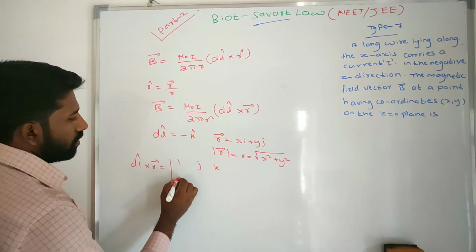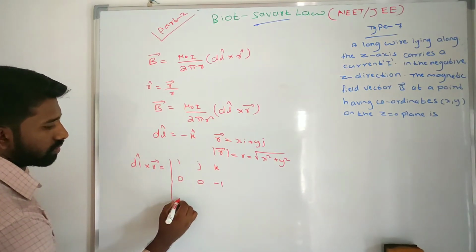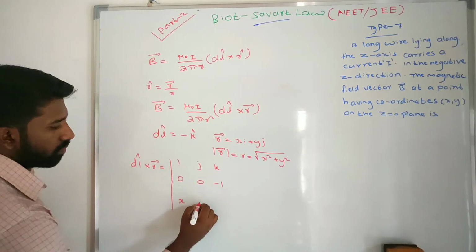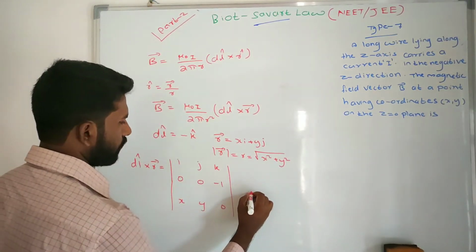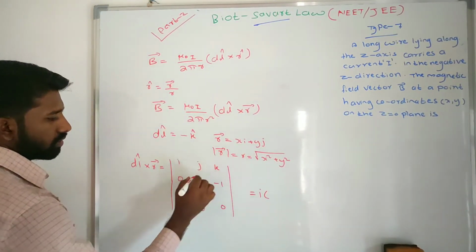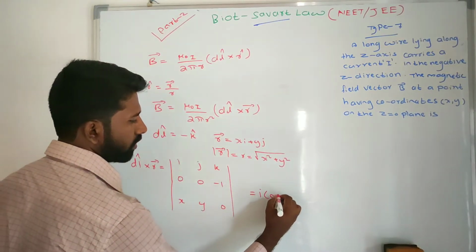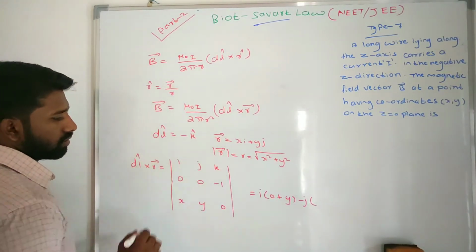dl is 0, 0, minus 1. And what about the R vector? The R vector has x component x, y component y, and 0. Expand it. What will you get? I into rows and columns are cancelled. So this into this, 0 minus this you multiply, plus y you will get, minus j into rows and columns are cancelled.